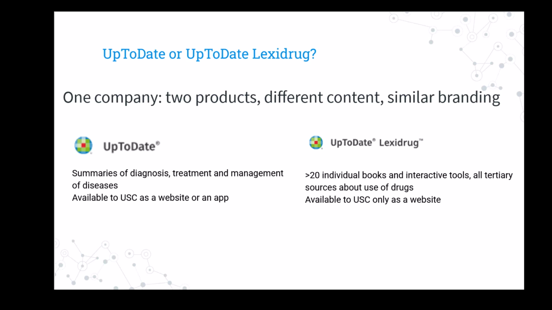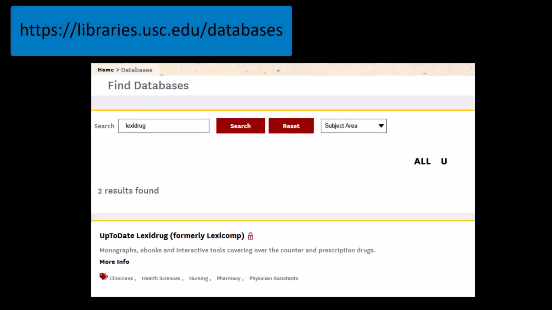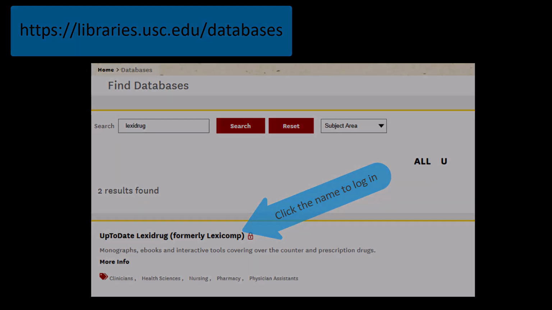These two products look similar in branding and have similar names, but are different websites made for different purposes and include different resources. UpToDate includes summaries about diagnosis, treatment, and management of disease. UpToDate Lexidrug is a drug information compendia. Make sure you start at the USC Libraries database page and search for and click UpToDate Lexidrug to access the USC Libraries licensed version of this drug compendia.